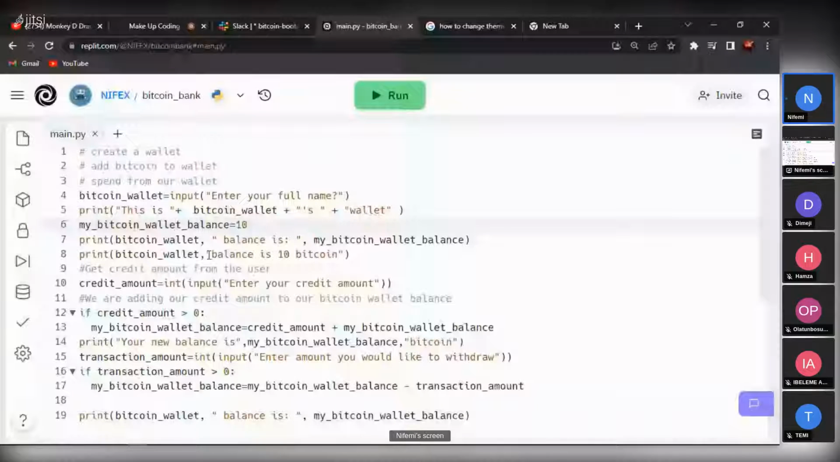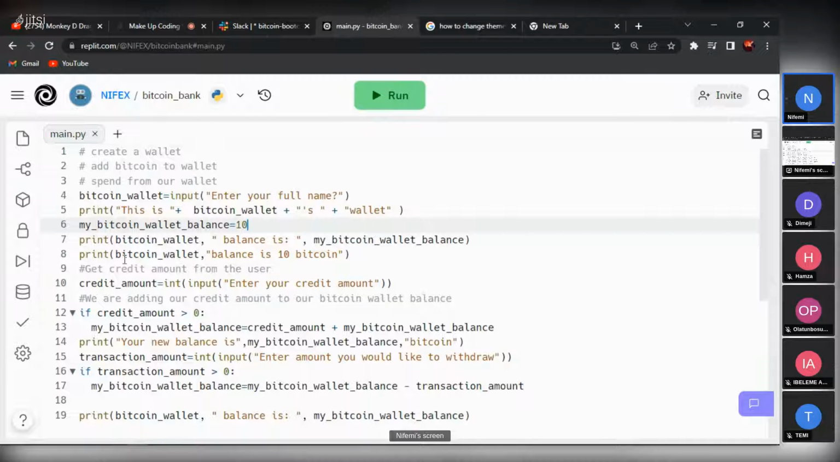Here we're concatenating again, but this time we're using the comma instead of the plus sign because that will give us fewer errors. If we were to print this out, you would have your name first, then balance is, then my_bitcoin_wallet_balance, which is the amount inside our wallet, which is 10. Then next line, print bitcoin wallet balance is 10 Bitcoin. We're just saying that we have 10 Bitcoin inside our wallet.